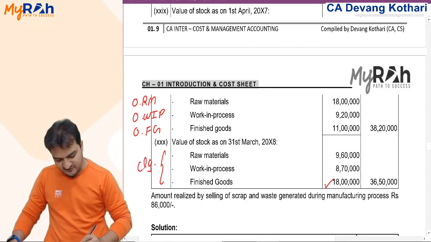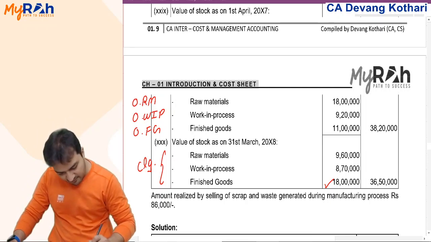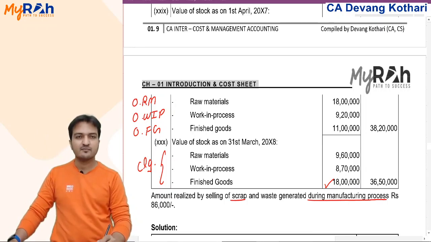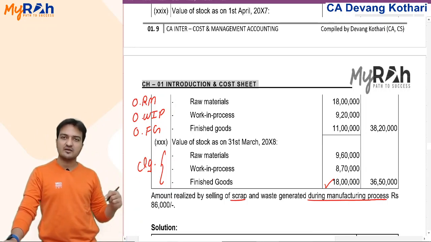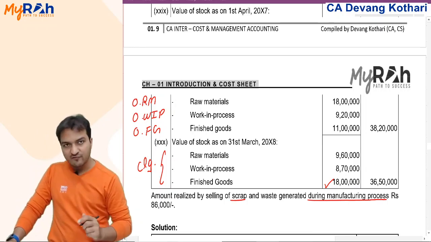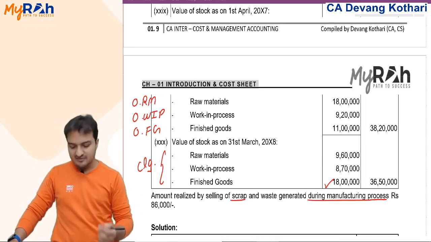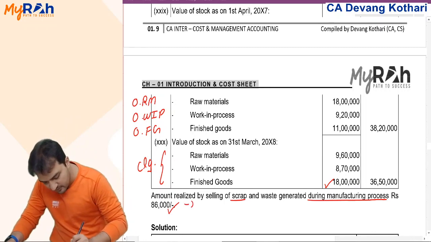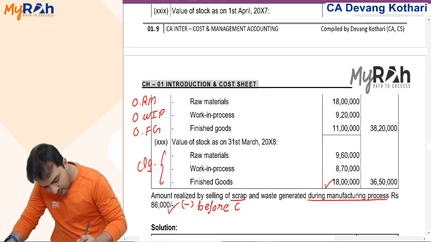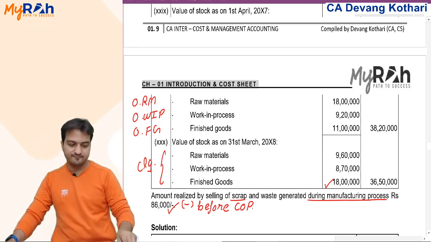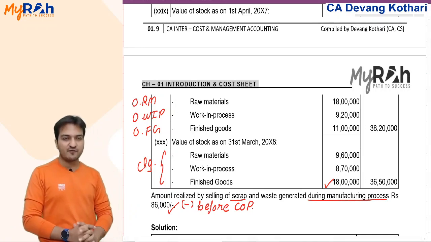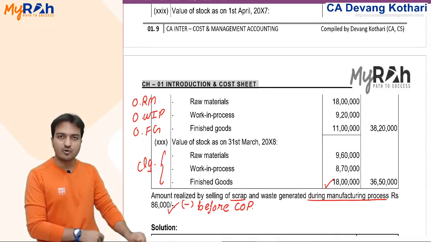Amount realized by sale of scrap and waste generated during the manufacturing process. You see, in the format, I had a new item for that. Scrap during the production process, production process related scrap, will be deducted before the COP. Anyway, that should help you to solve that question number 5. This was my discussion for question number 5.